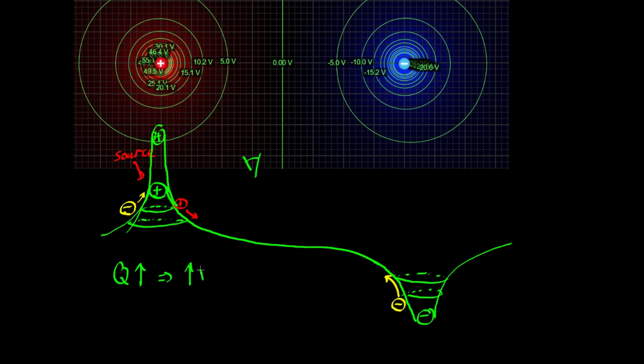So this will increase the potentials, which in turn increases the potential difference. So we can see that the potential difference is proportional to the charge, and that just kind of makes sense. It'll either make a higher hill or a deeper hole.